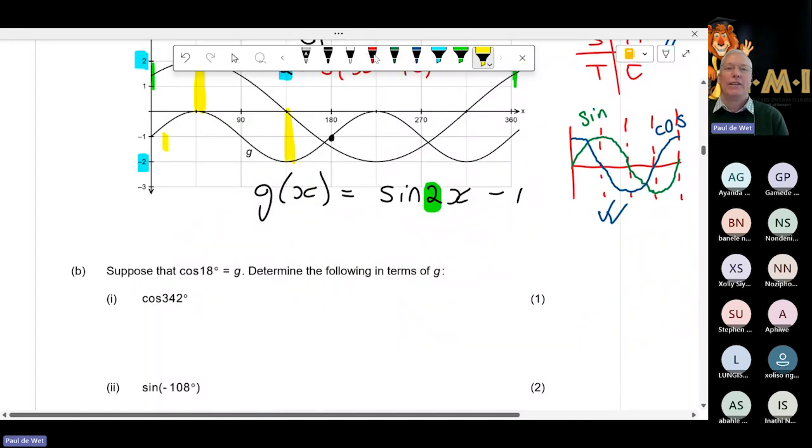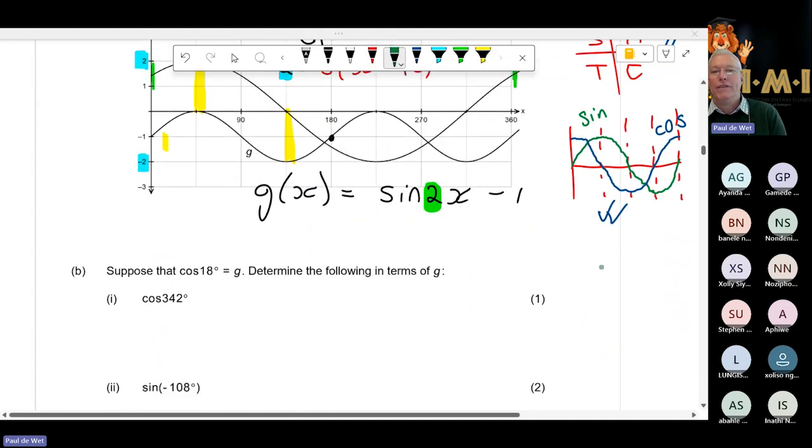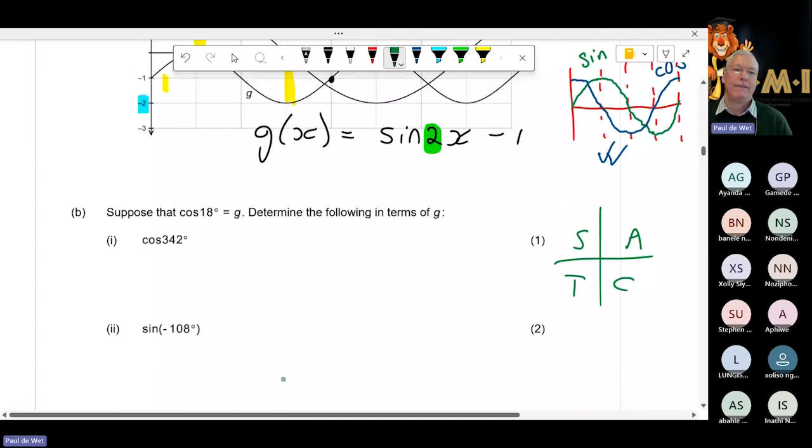Right, let's go to some reduction formulae. Okay, I'm looking for answers here. Okay, remember all sine, tan, cos. Well done. All right, guys. Cos 342 is exactly the same as cos of 18, and it's exactly the same as G.